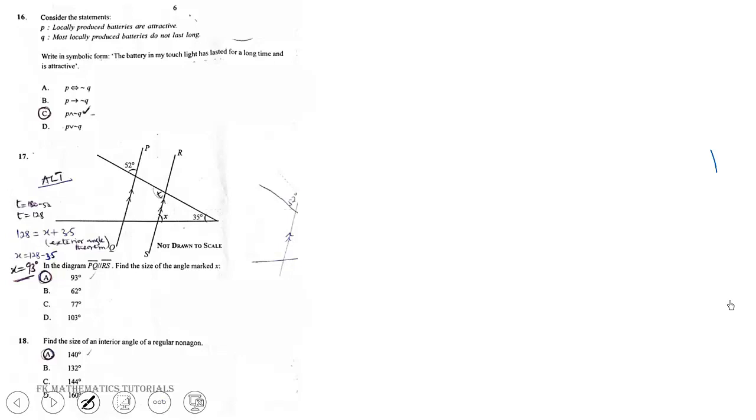Consider the statements: locally produced batteries are attractive to be P and Q. Most locally produced batteries do not last long. So the battery in my torchlight has lasted for a long time. So that will be negation of Q. N is attractive. So N is attractive, negation of Q and P. This is the same as P and negation of Q. They all have the same truth value. So the correct answer is C.